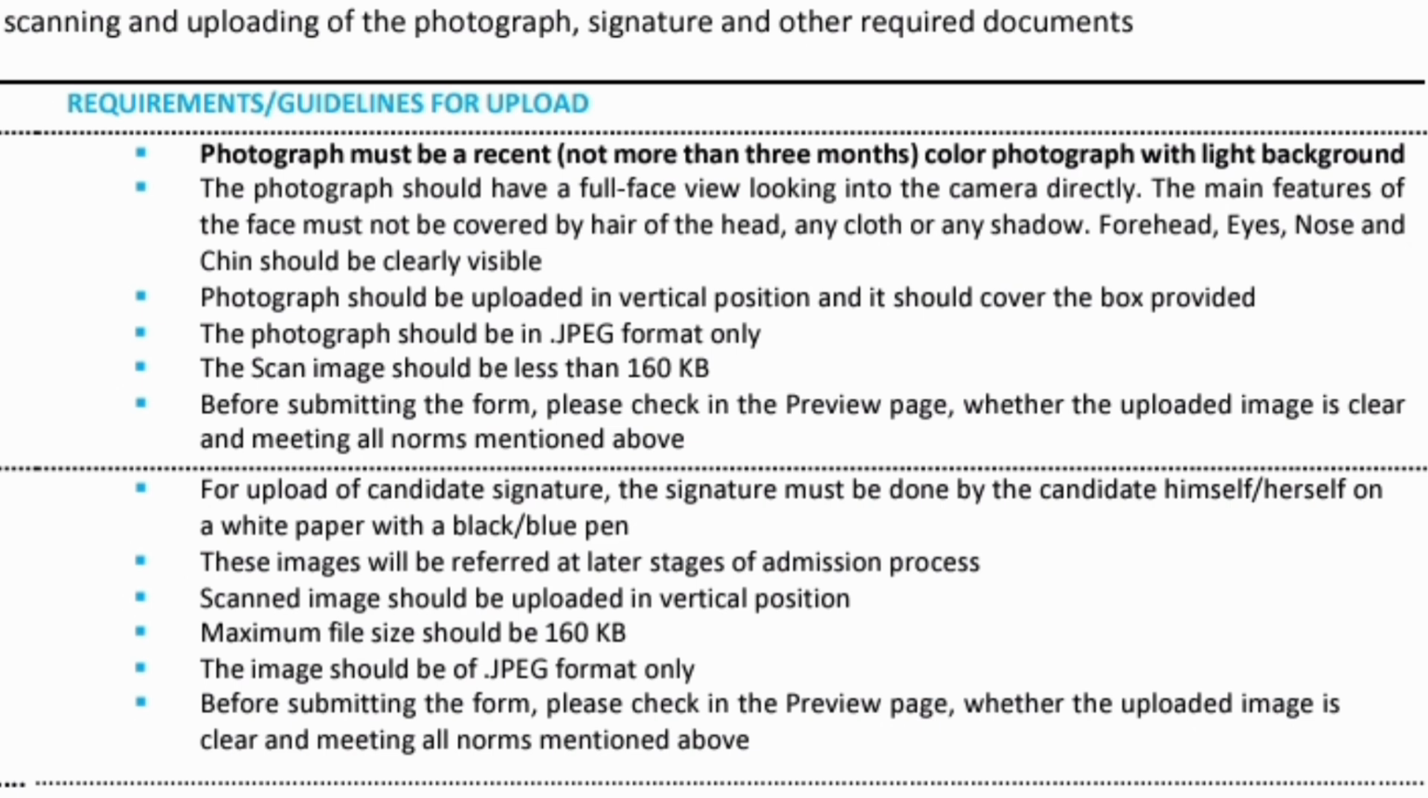Now talking about the signature. For uploading the signature, the candidate must sign himself on white paper, right, and use only two types of ink, either black ink or blue pen ink. This also should be taken in the vertical position, and its maximum size is the same, less than 160 kb, same .jpeg format. Before submitting, again you should preview and then upload the clear image.